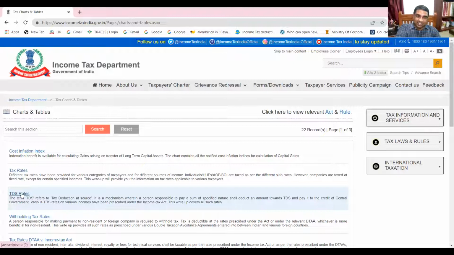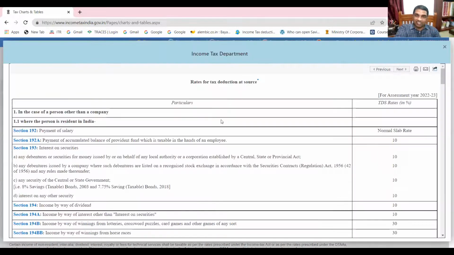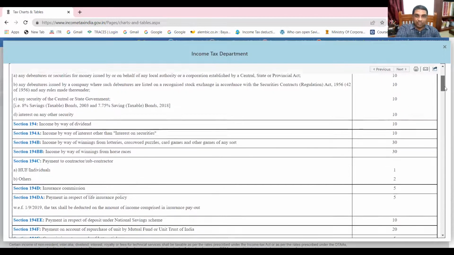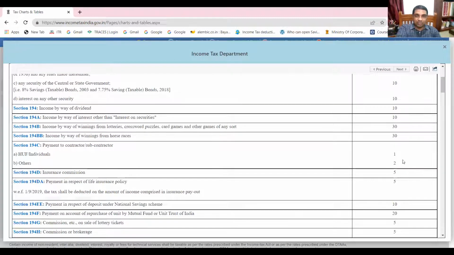If you click here, you can find out, right? You see, these are the rates. As you can see, rates are different. If you are talking about the contractor, then serially you can see contractor will come under 194C. You can find out, it can be 1% or 2%. In which situation, if the contractor is an individual or HUF, then 1%. But for others, it is 2%.